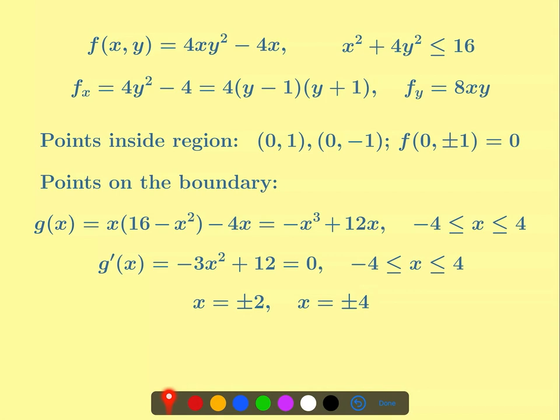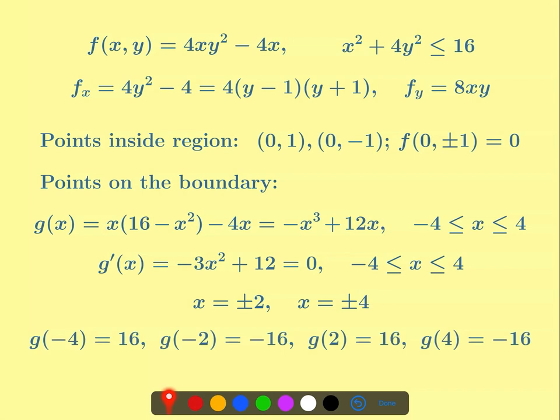To get the value of f at these points on the boundary, we just plug them into our function g of x, which is giving us those values. We can use this, or we can use this expression. Notice this expression is a little bit nicer for x equals plus or minus 4, because then you just have 16 minus 16 here. So this will be 0 at plus or minus 4, and then you have the minus 4x still to deal with.